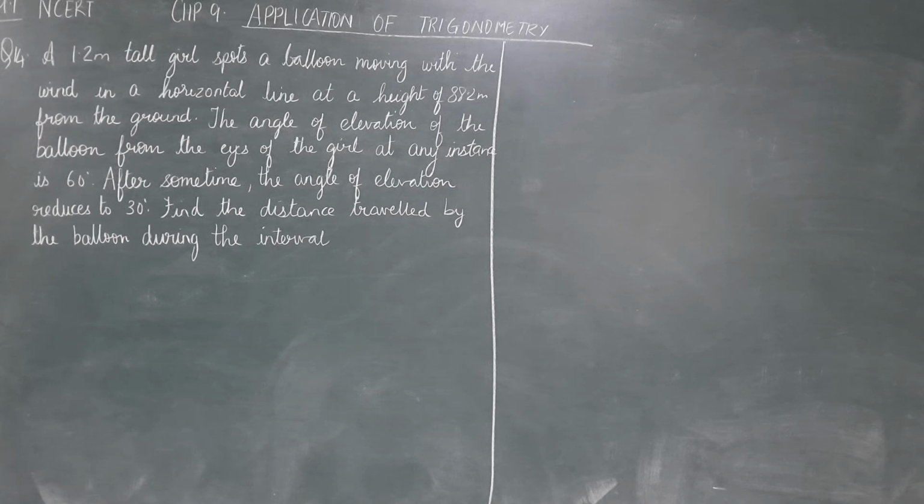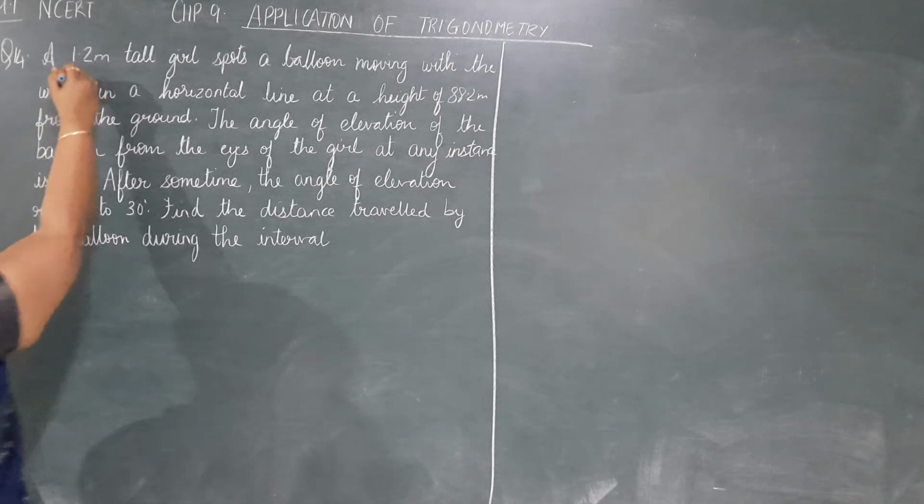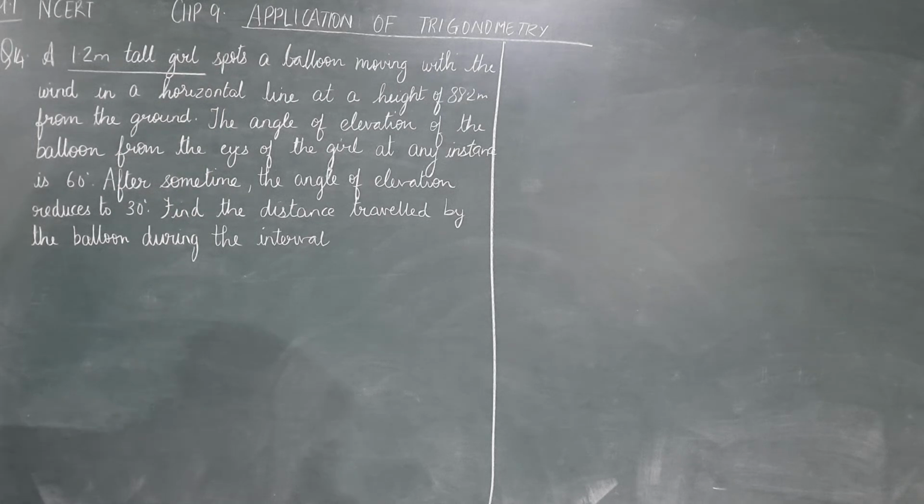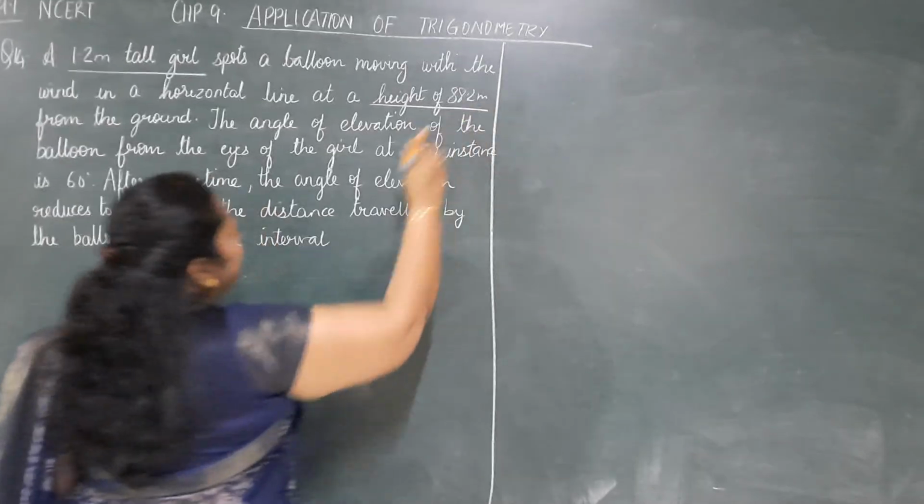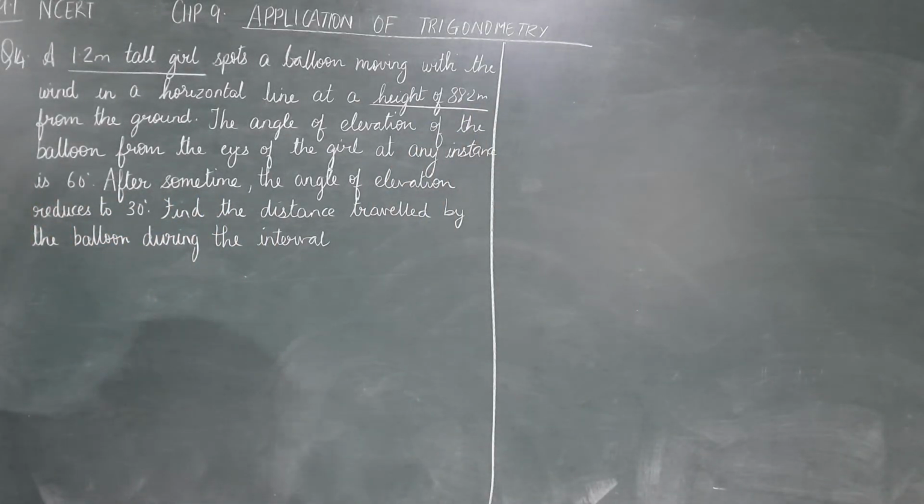Good morning children. Let's look at the next question, question number 14 from exercise 9.1 of your NCERT textbook. It says, a 1.2 meter tall girl spots a balloon moving with the wind in a horizontal line at a height of 88.2 meters from the ground.